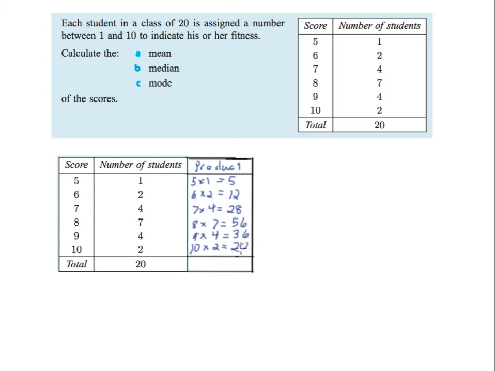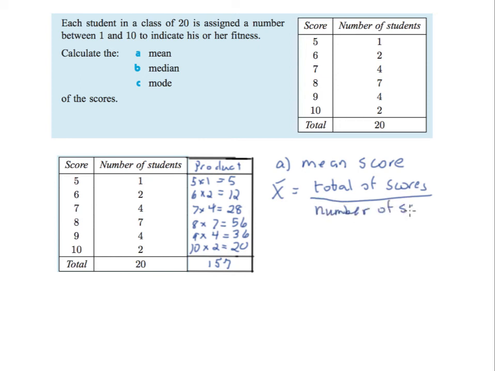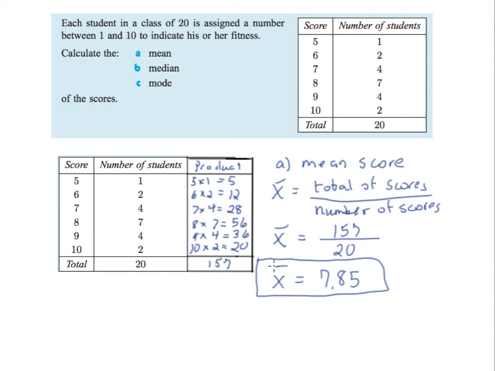Now I'm going to add all these products together, and I get a total of 157. So a mean score, remember our formula for mean score, is our total of the scores divided by our number of scores. So here our total would be 157 and the number of students is 20. Divide that out and our mean score is 7.85.